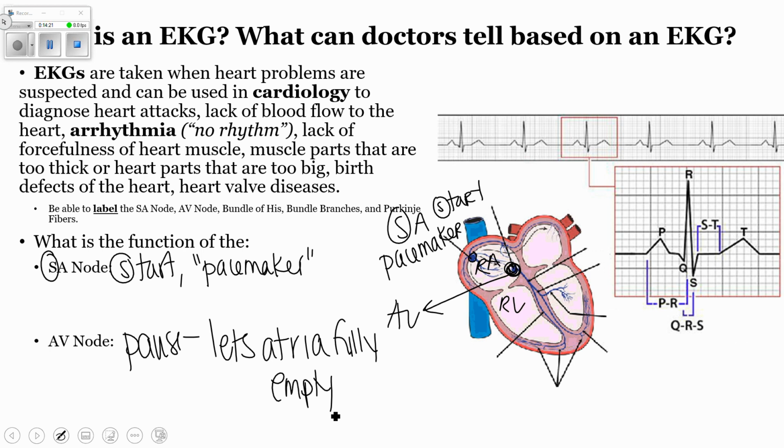Now the other parts are the bundle of His, bundle branches, and the Purkinje fibers. Right here, this one, that is going to be bundle of His. One's down here. We've got branches. Then over here, these are the Purkinje fibers. Even if one of those nodes is going to malfunction, the next one will take over for it. The problem is that your heartbeat will not be as efficient at pumping the blood. That's why people get pacemakers if their SA node is misfiring.